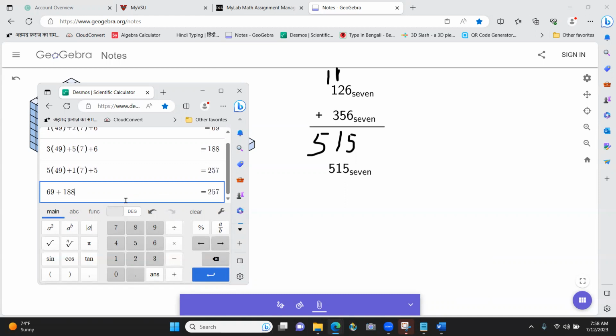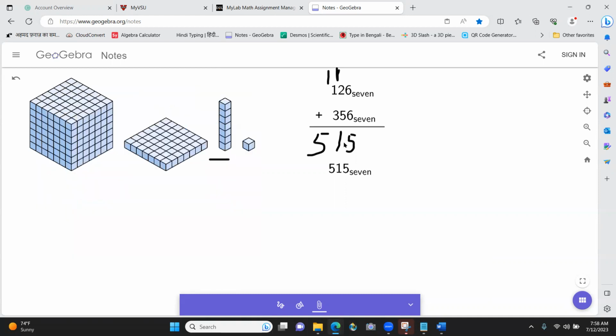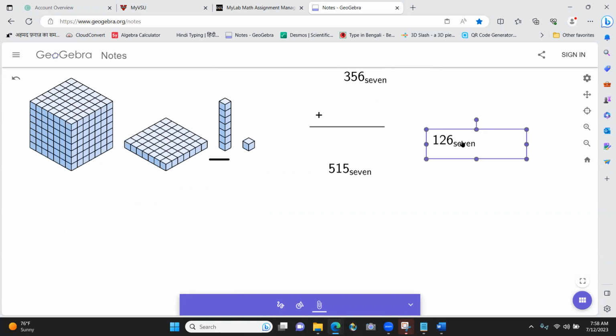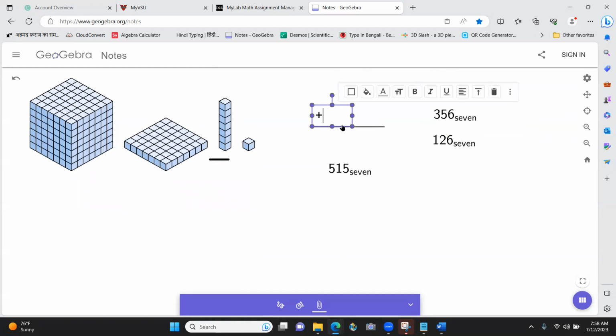Now, having said that, let's do the same problem. Well, not the same problem. Let's subtract. Of course, I can make a different set of numbers, but what's the point? So I'm going to just put it like this. All right. This now becomes subtraction.